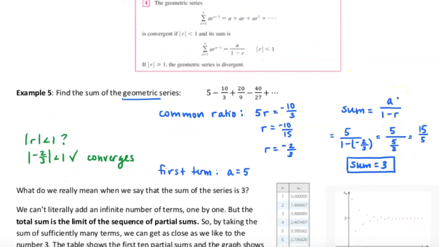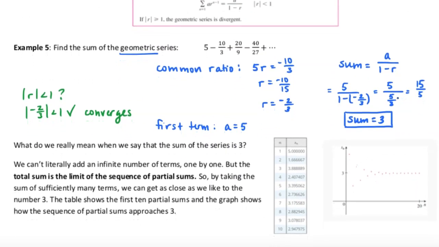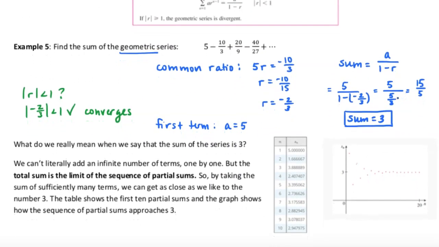Now what does this really mean, that the sum of the series is 3? What this means is that essentially, while we can't literally add an infinite number of terms one by one, the total sum is the limit of the sequence of partial sums. So if I were to create a sequence, which is just our term for a list of all of these partial sums.